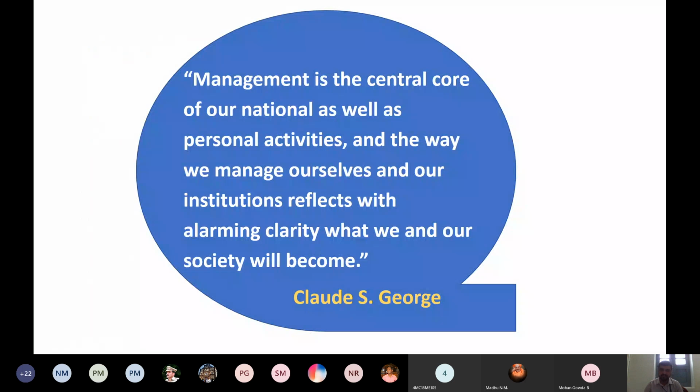You have to interpret this statement. Management is the central core of our national as well as personal activities, and the way we manage ourselves and our institutions reflects with alarming clarity what we and our society will become. Okay, this statement by Claude S. George should be interpreted by you.